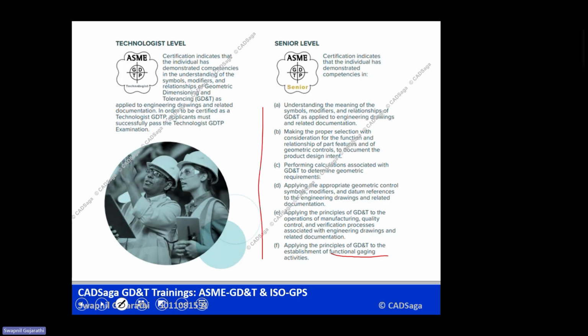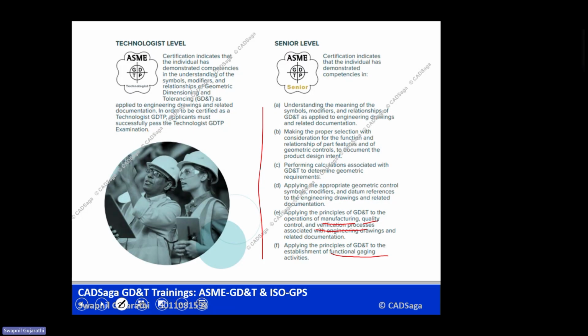So how to select datums, how to select the correct symbol according to the part feature, then do some calculations according to GD&T, virtual condition calculations or basic stackups, and you understand modifiers and datum references, how to select datums from the assembly sequence. Everything comes together here. So applying principles of GD&T to operations of manufacturing, quality control, and verification processes. So it is not limited to the design department only.